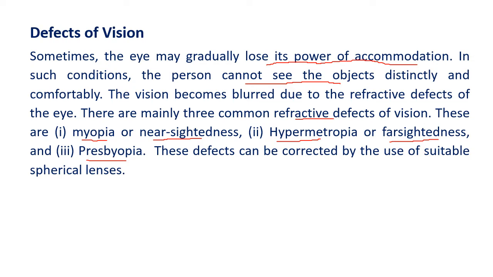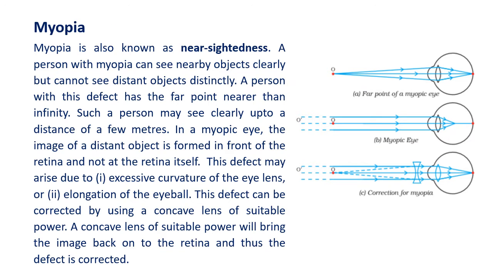Okay, so now we are going to study the defects and the correction of these defects. So first is myopia. Myopia is also known as nearsightedness. As the word implies, nearsightedness means near sight: the eye can see nearby objects, but cannot see distant objects distinctly. So remember the name, myopia is nearsightedness, which means seeing nearby objects clearly.